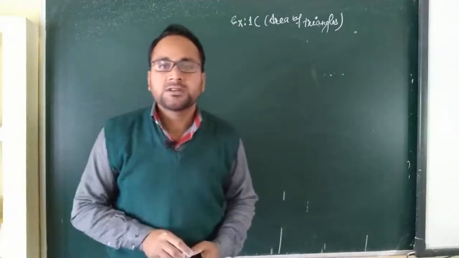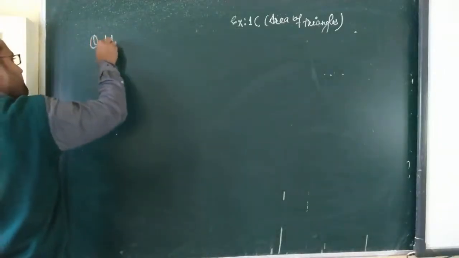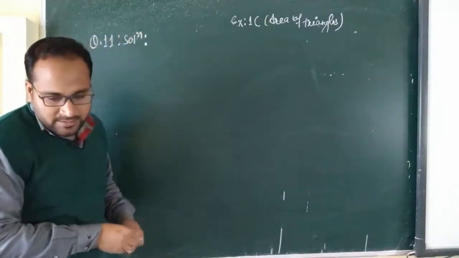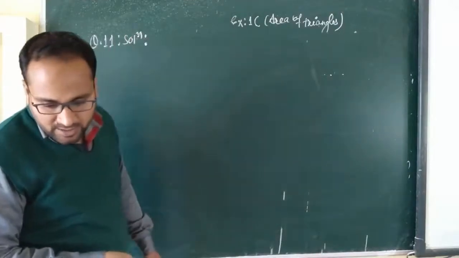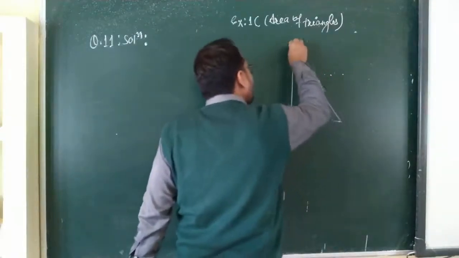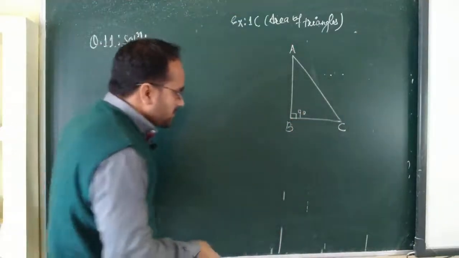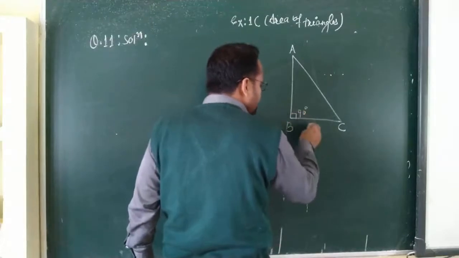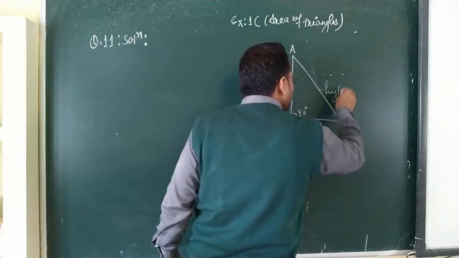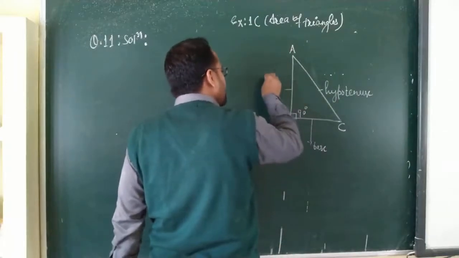There are three questions remaining. So in question number 11, if the ratio of the base and the hypotenuse of a right angle triangle is given. I have made this a right angle triangle ABC, where B is a right angle, 90 degrees. This one is the base, this one is the hypotenuse, and this one is the perpendicular.